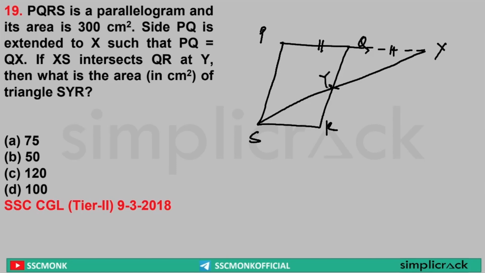Okay. Then what is the area of SYR? This part it is asking. Now see, if I join these 2 points, you will see this whole thing is dividing the whole parallelogram into 4 parts, because this side is equal to this side. Then by default from the last question, this side will be equal to this side. Now you can see this is equally dividing into 4 equal parts. That means the area of SYR is 300 by 4, that is equal to 75 centimeter square. This is same as the last question.